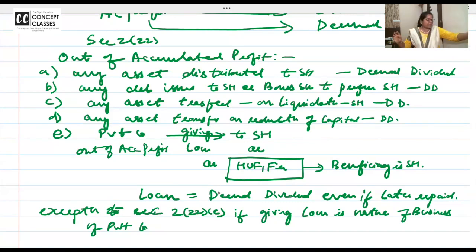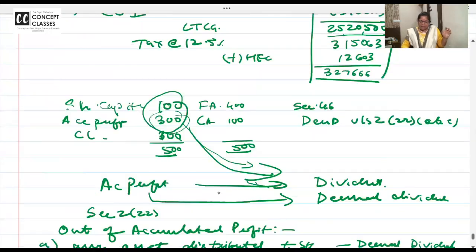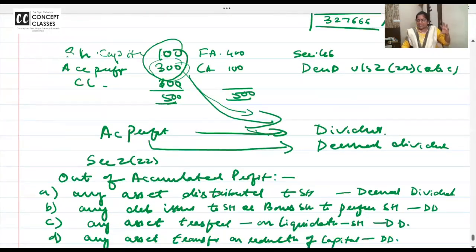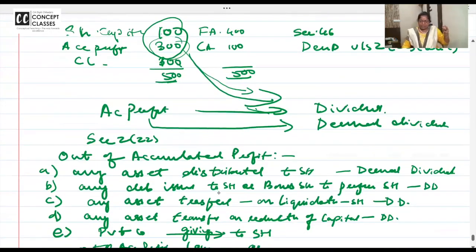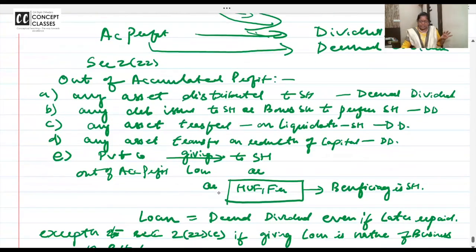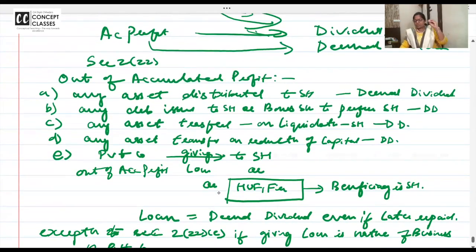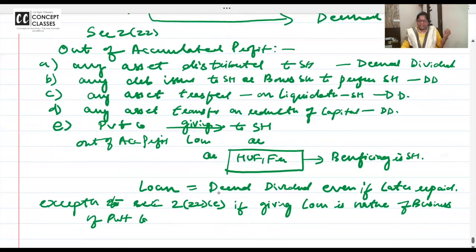Sure, I'll repeat, so that if you have missed, you can write. See, companies having capital and undistributed profit in the form of reserves. Now, out of reserves, if any asset is distributed to shareholder, deemed dividend. If any debentures are issued to shareholders or bonus is given to shareholders, deemed dividend. If any asset is transferred on liquidation to shareholders, deemed dividend. If any asset is transferred on reduction of the capital, deemed dividend.